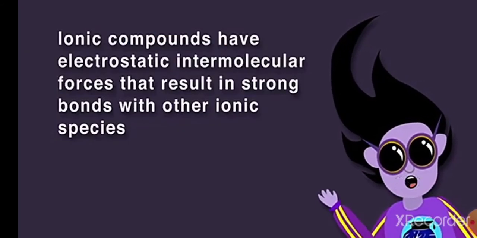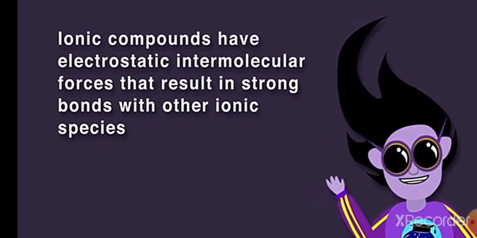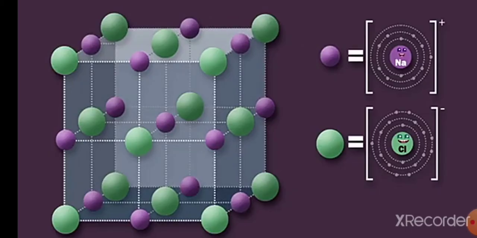Ionic compounds have electrostatic intermolecular forces that result in strong bonds with other ionic species. For example, one sodium chloride is attracted to another sodium chloride to form a crystal of salt.